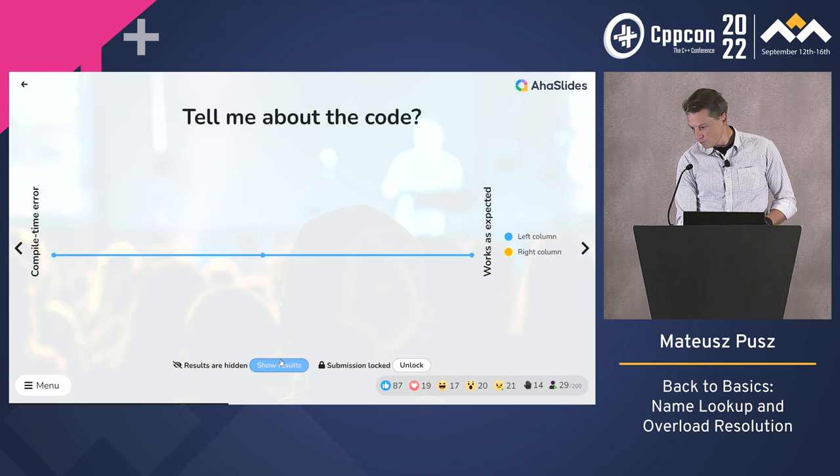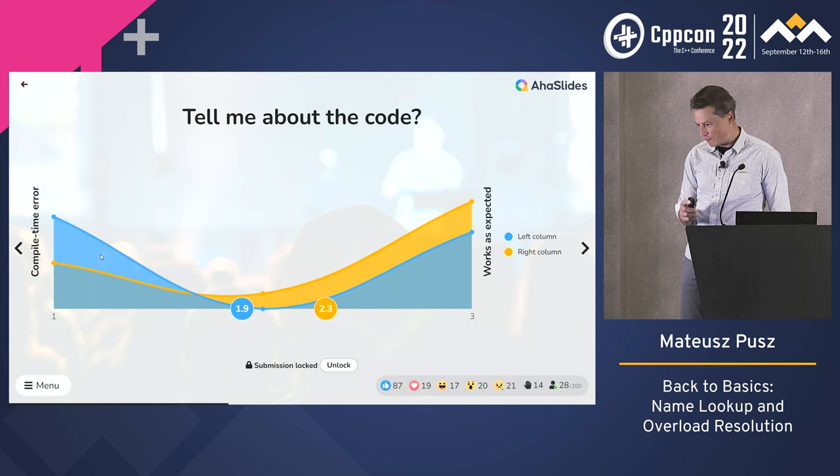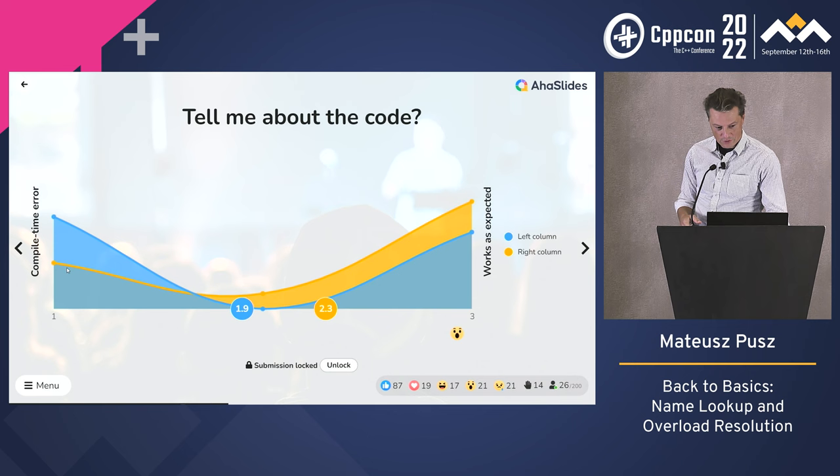Let's see the results. Okay, so nearly the same number of people say that the left column gives a compile time error as say that the right column will work as expected. In the case of the right column, more people claim that it will work as expected, and some of you say there will be compile time errors as well. Let's see.